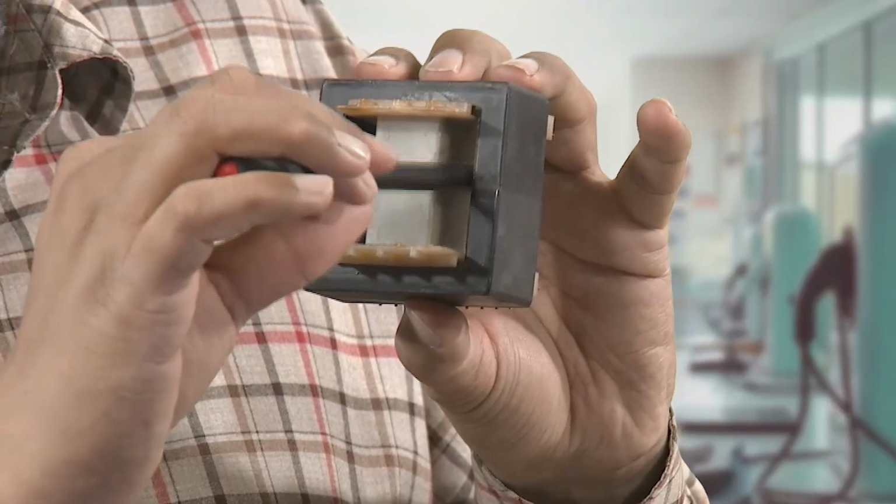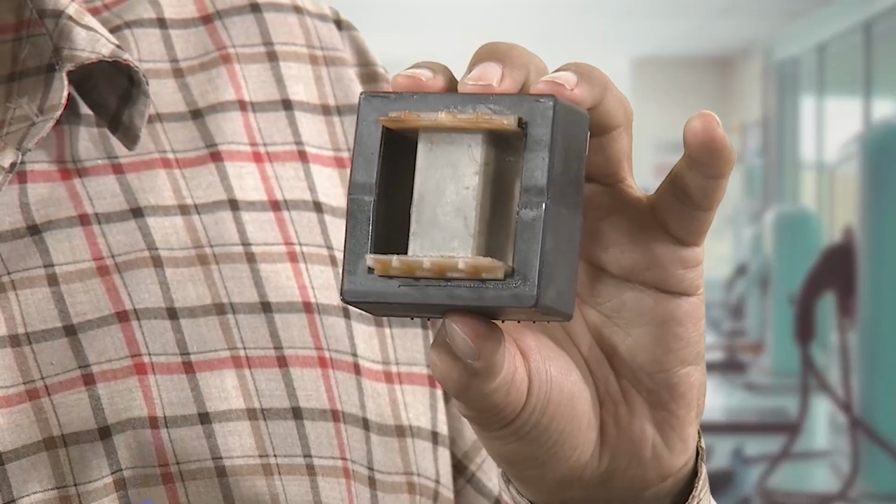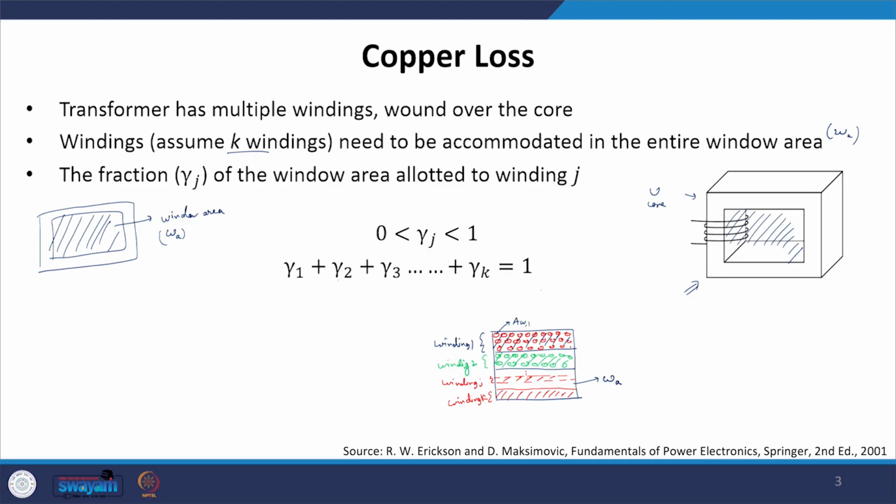In an E core you have two windows and both the windows have the same area, same value of area. In case of a C core or U core, you have just one window, which is shown over here. This is the window area which we are talking about.